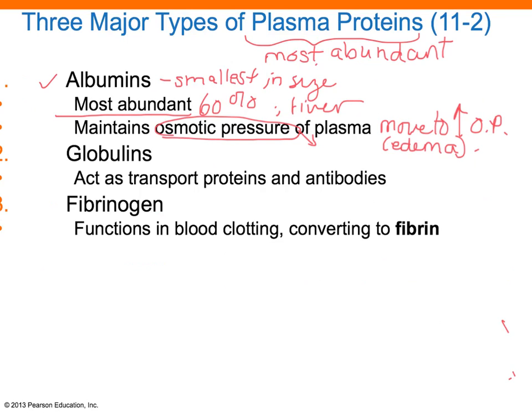Edema can result from starvation or a protein deficient diet or from an impaired liver that cannot synthesize the plasma proteins.